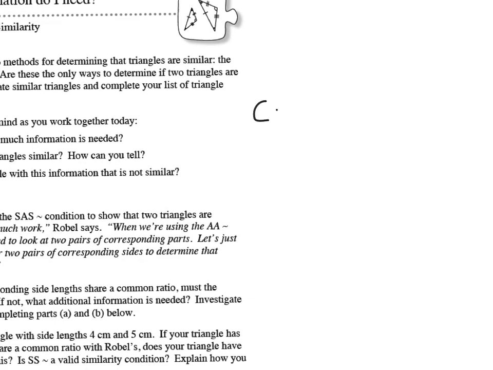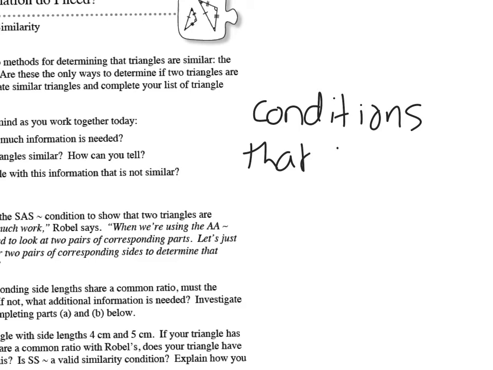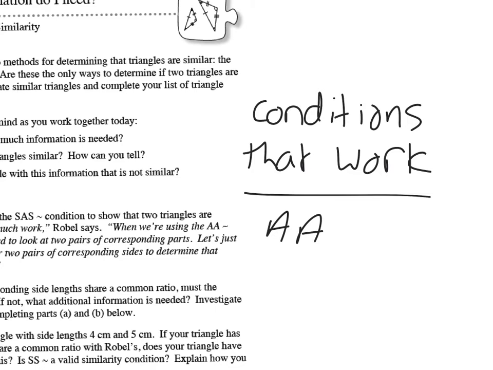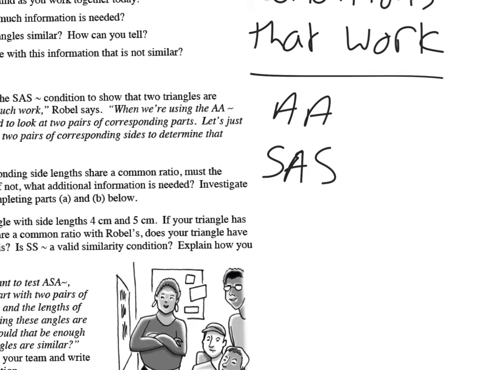And so over here, I'm going to write conditions that work for triangle similarity. The two that we already have are angle, angle, and side, angle, side. Excuse me, side, angle, side, not side, side, angle. But today we're going to add a new one to our list, and that is side, side, side. If we have three sets of sides that are all proportional, we can conclude that the triangles are similar, and we'll show you how that happens here in a moment.